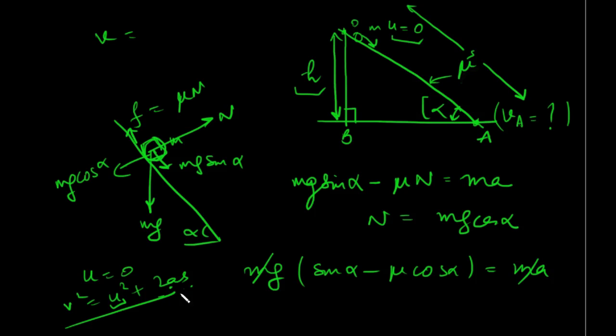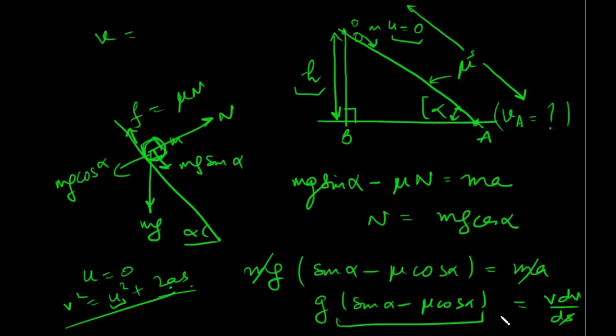actually no, we don't do this. You see, g into (sine alpha minus mu cos alpha), right? This would be equal to v dv over ds, right? Now we can solve it. We take ds over here, so we have g into (sine alpha minus mu cos alpha) into ds equal to v into dv.